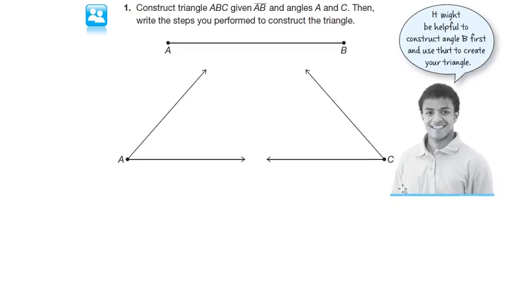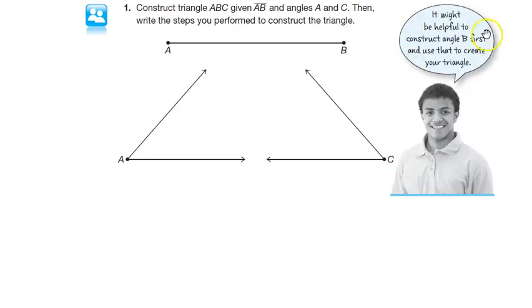On these, make sure it does say that you are supposed to write the steps you perform to construct the triangle. So in addition to doing the construction, write out how you did them. What you notice is we know side AB, but we only know the angles at A, and we don't know where C is. C is not known.